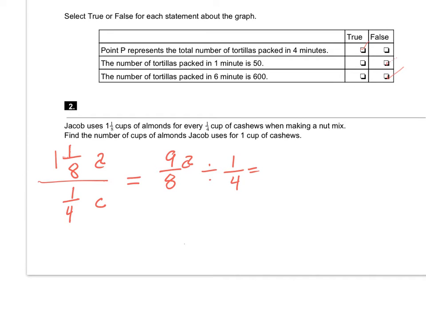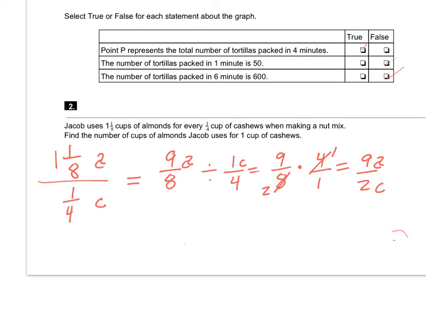Now you need to do the keep, change, flip, so you are going to get 9/8 times 4/1, and you can cross cancel. So 2 and 1, 9 times 1 is 9, and 2 times 1 is 2. Again, the number on top is almonds, the number on the bottom is cashews. Now the question is asking you for the number of cups of almonds he needs for 1 cup of cashews.